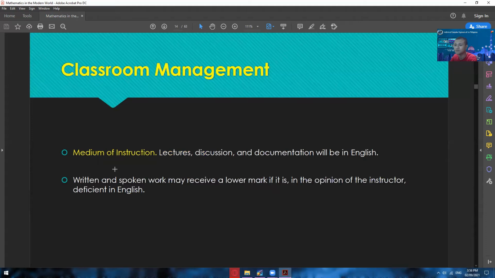The medium of instruction, of course, via lectures, discussion, and documentation, will be in English. Written and spoken word may receive a lower mark if it is, in the opinion of the instructor, deficient in English. So in your case studies, do not answer in Tagalog or Ilocano. You have to answer in English. If I cannot understand how you explain things, you will receive a lower mark.